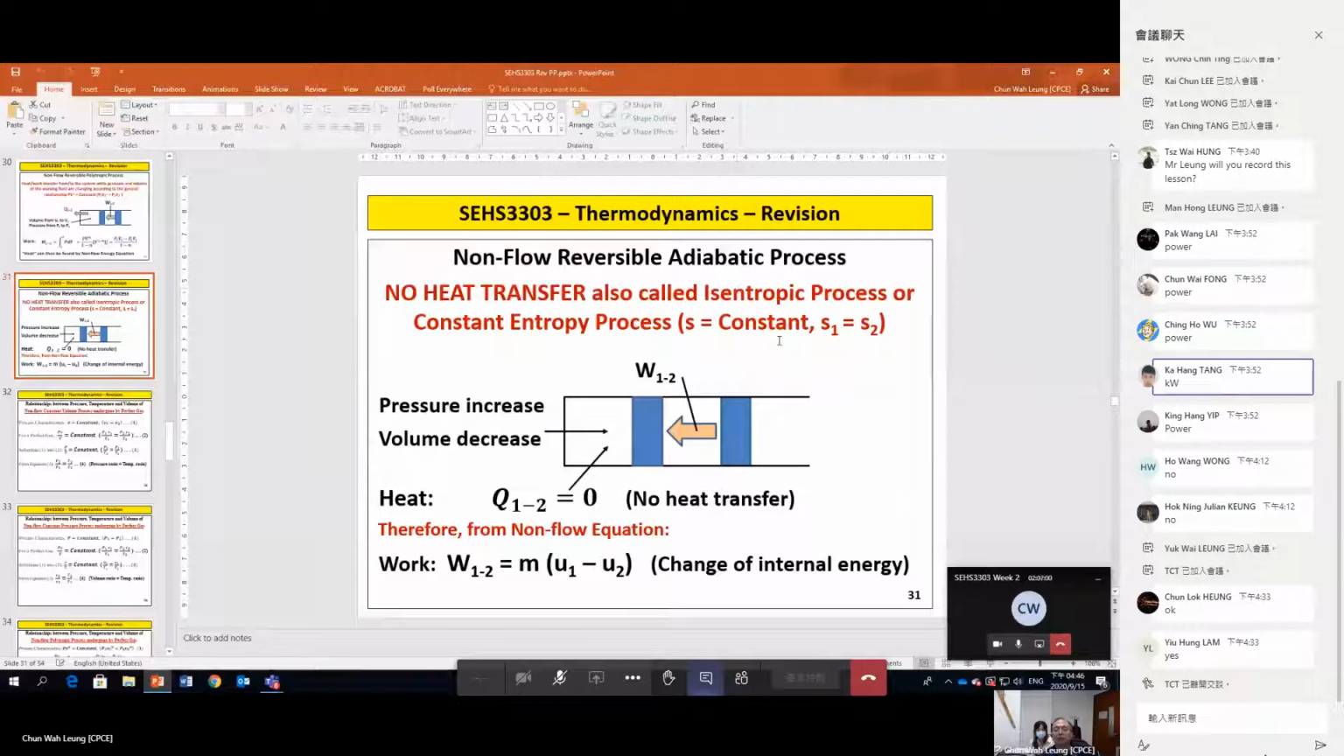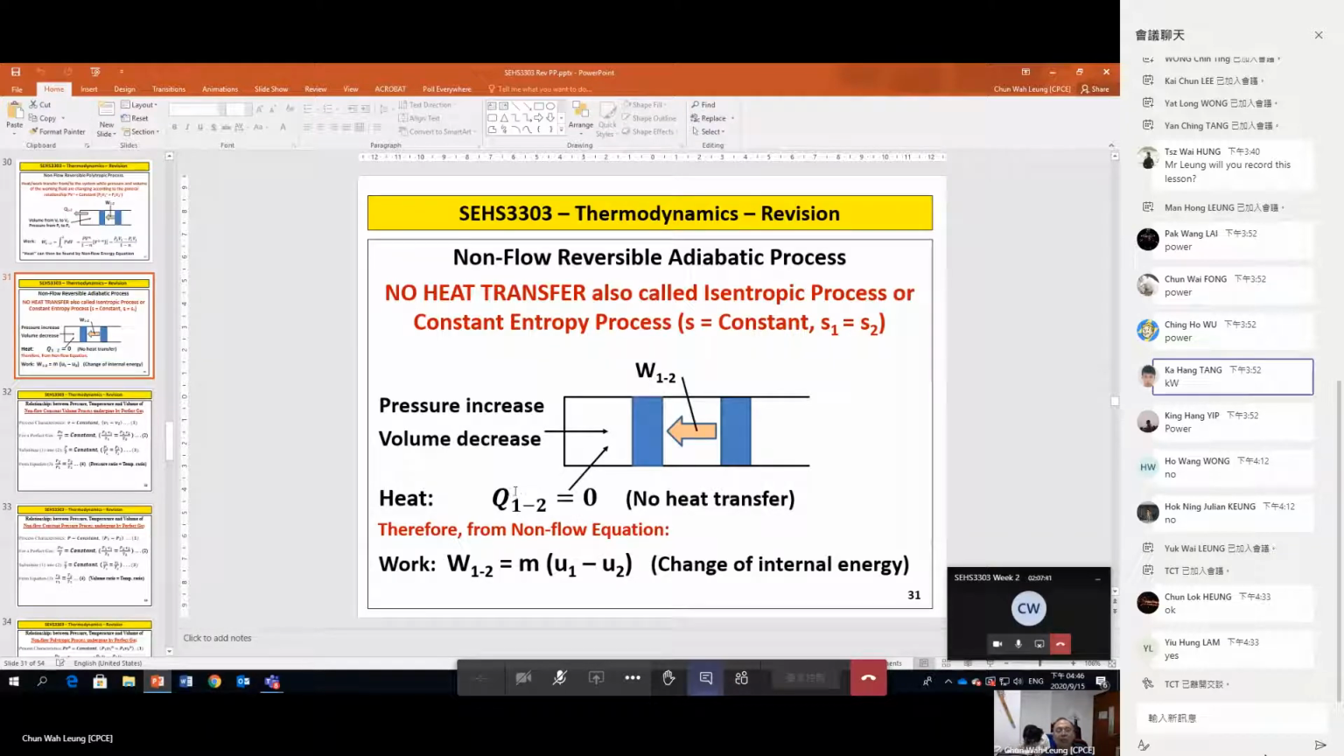This is a non-flow process. Therefore, we can use the non-flow equation. And this time it is a little bit different, because we notice that this is adiabatic. Adiabatic means no heat transfer. So we have no need to do any calculation. We can simply say that Q equals 0 already.